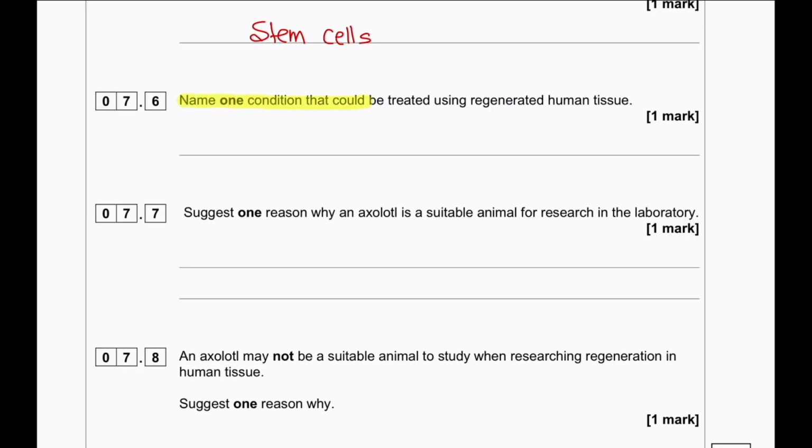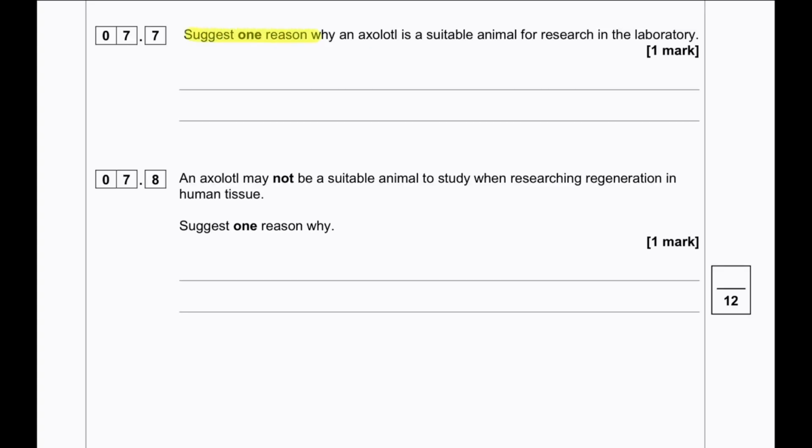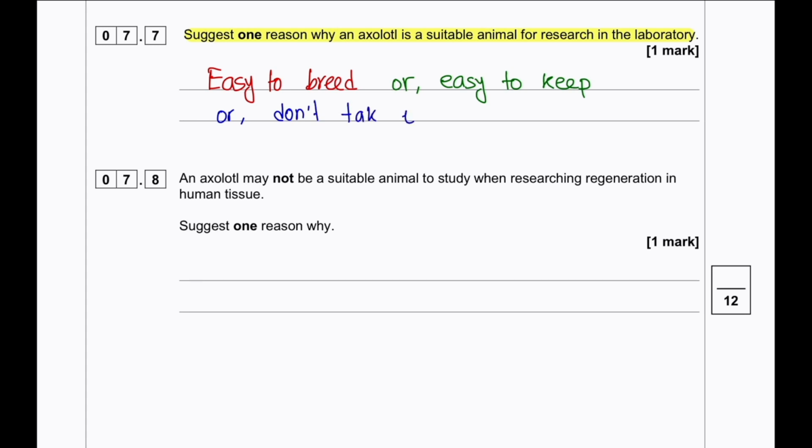Name one condition that could be treated using regenerated human tissue. Regenerated human tissue can easily treat diseases like paralysis, diabetes. Suggest one reason why an axolotl is a suitable animal for research in the laboratory. So one of the reasons axolotl or any animals in general will be suitable for research in a laboratory is because they're easy to breed, they're very cheap to keep, and they're relatively small and do not take up a lot of space.